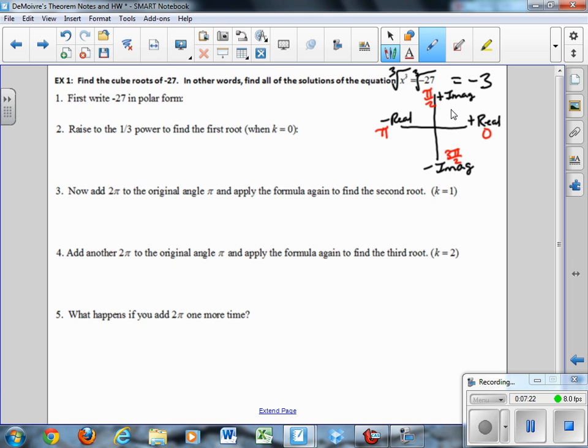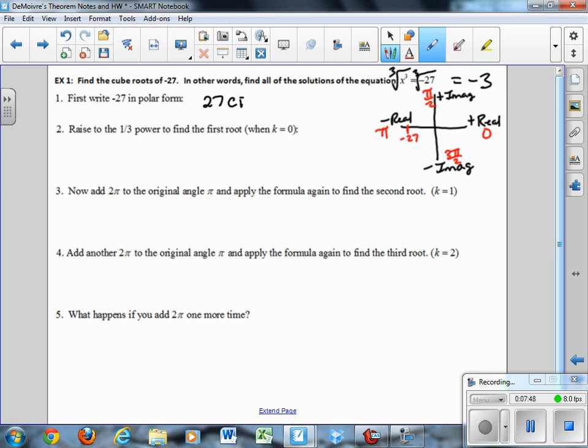So right now we have negative 27. Negative 27 is over here in the negative real direction. So that tells me I have a radius of 27 along with an angle of pi. Does that make sense to you guys? A radius of 27 with angle of pi, because our r value is always going to be positive. So I'm going to call this 27 cis pi.